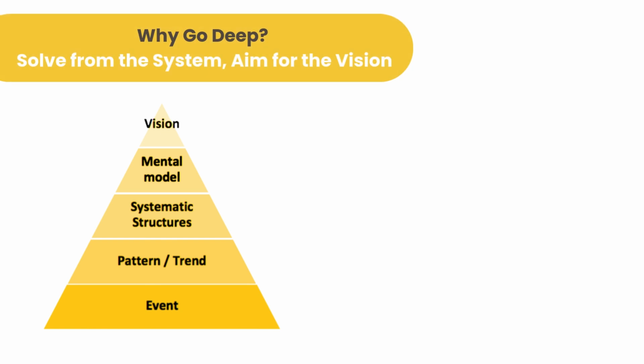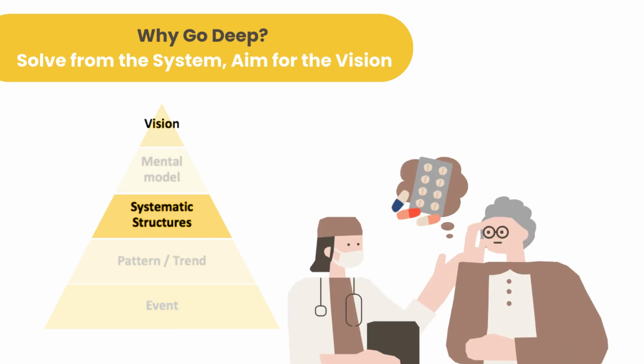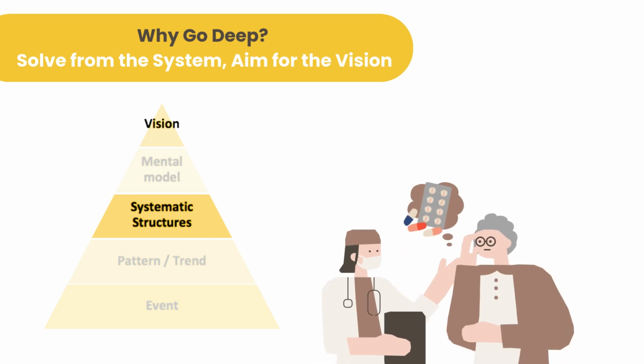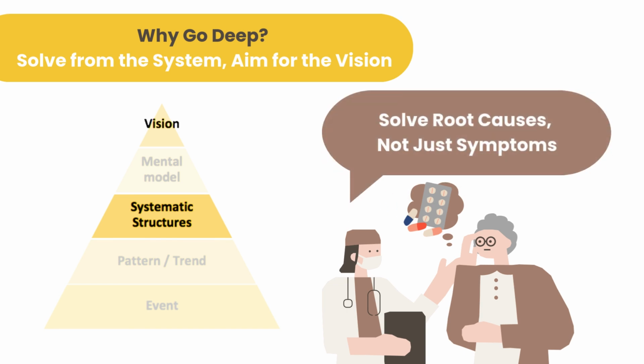Now, why is it so important to look at the deeper levels, especially systems and vision? Why can't we just handle events as they come? Think of it like a doctor treating a patient. If you only treat the symptoms, like giving medicine for a fever, the illness might come back if you don't find and fix the cause of the fever. Reacting to events is like treating symptoms. It's a quick fix, but often temporary.